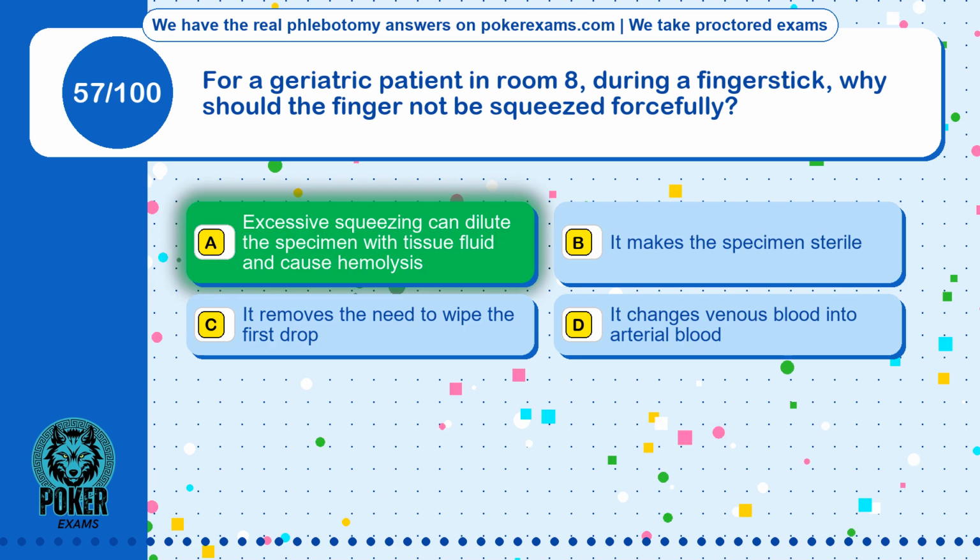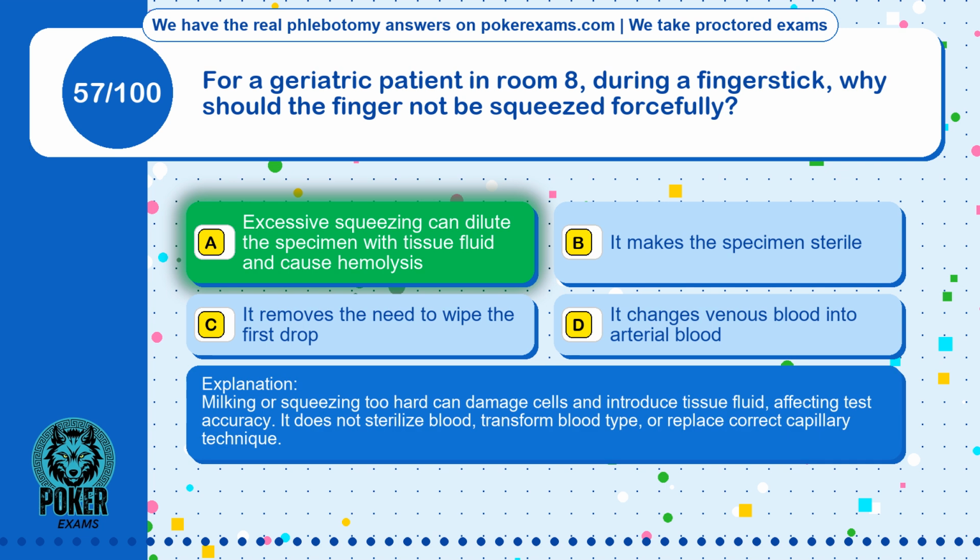The correct answer is option A. Excessive squeezing can dilute the specimen with tissue fluid and cause hemolysis. Milking or squeezing too hard can damage cells and introduce tissue fluid, affecting test accuracy. It does not sterilize blood, transform blood type, or replace correct capillary technique.